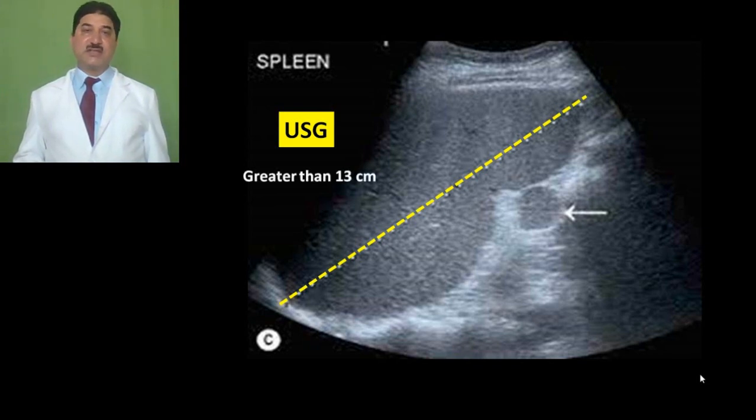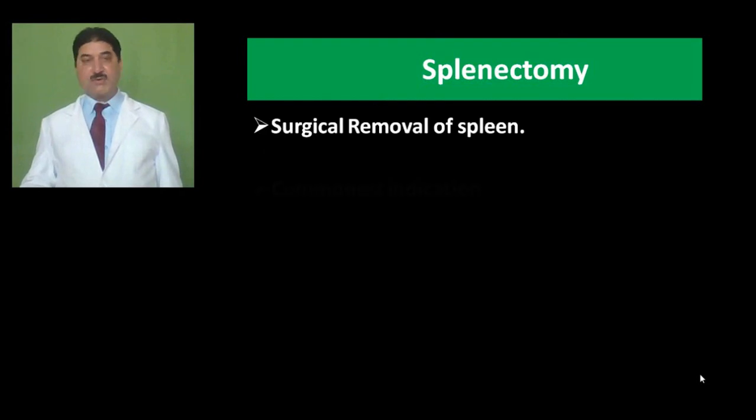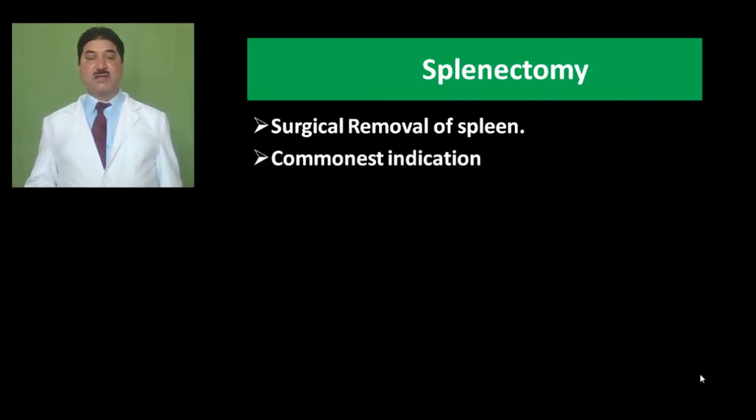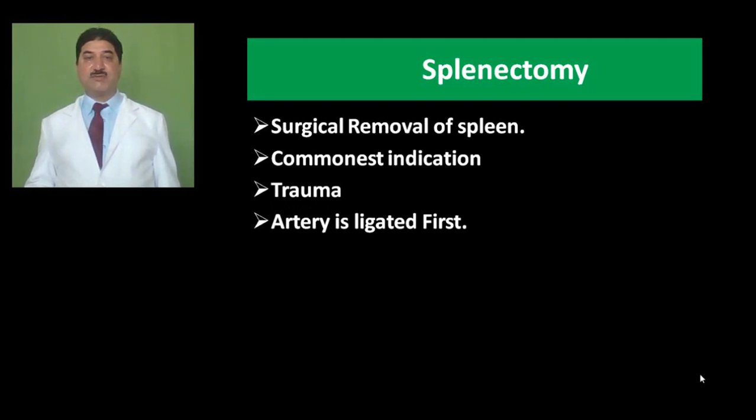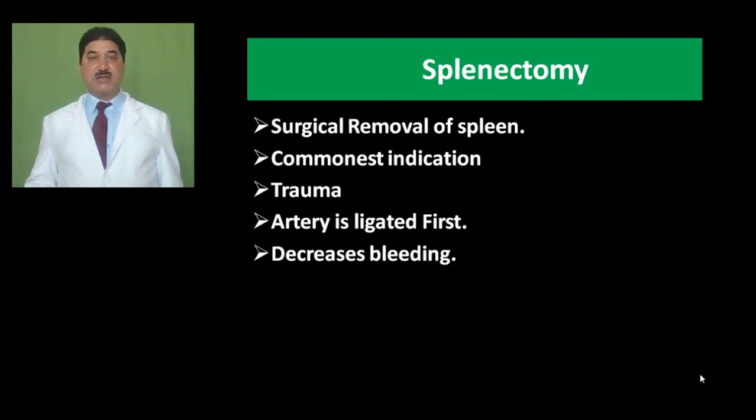What is splenectomy? Surgical removal of the spleen is called splenectomy. Commonest indication for splenectomy is trauma. During splenectomy, our splenic artery is ligated first, followed by the splenic vein. This decreases bleeding. It also decreases size of spleen, so makes mobilization easier.